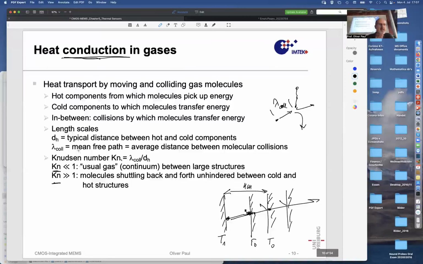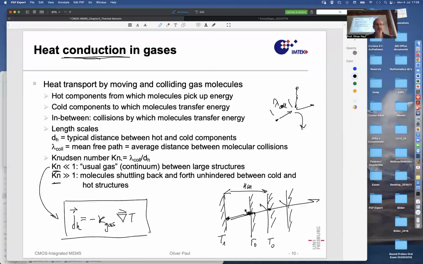So let me just say that in the Knudsen regime of Knudsen numbers much smaller than 1, we have gas. We have usual continuum conduction, and that means that there we can talk about a heat flux density which is equal to minus kappa of the gas. That is now a property of the gas that is listed in tables and can be estimated by gas kinetic theory, times the gradient of T. So this is absolutely fundamental.